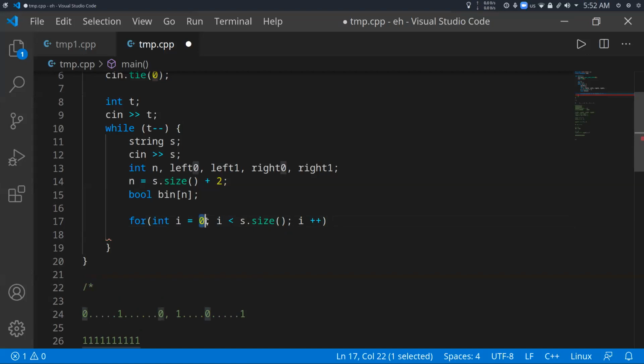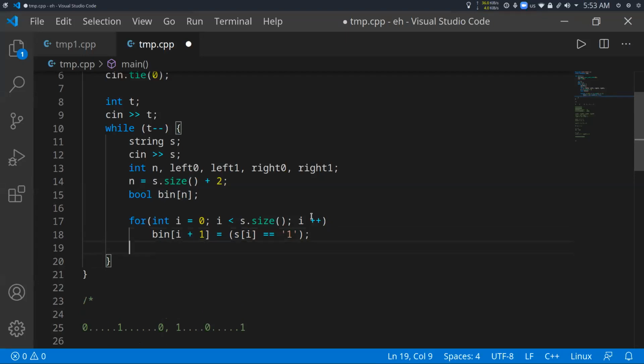So here, if I'm standing at index 0, I want to fill the next index of binary, because I'm shifting everyone to the right by one. So I'm starting from index 1. Okay, so I'll make bin of I plus 1 equals s of I. But s of I is a character, right? And here I'm storing a boolean. So I'll make it s of I equals 1. What that does is, if s of I equals 1, this condition returns 1, which is true, so here it's stored 1. If it equals 0, then it returns false, so here it returns 0. Okay. Do you have any questions?